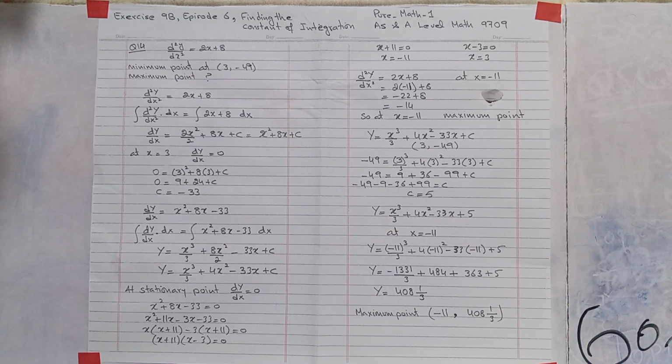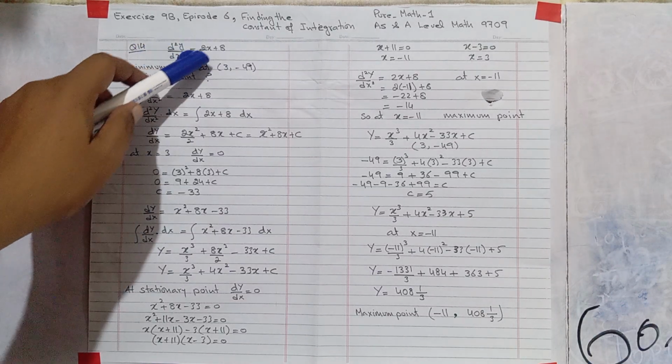Okay, so this is exercise 9B. This is episode 6. The topic of this exercise is finding the constant of integration. Pure Maths 1, AS and A Levels Maths 9709. It's paper 1. Okay, so question number 14, and here we go.